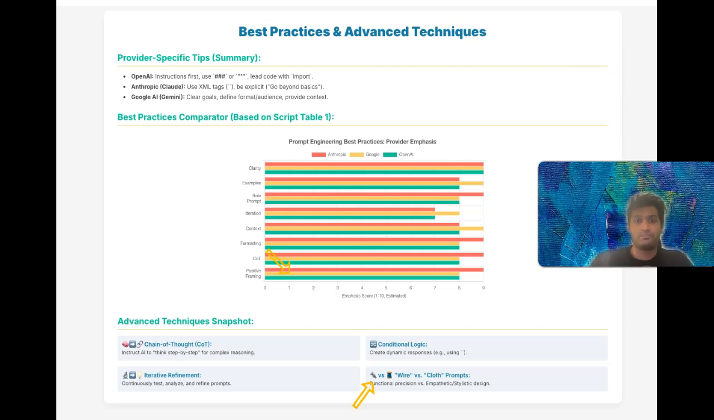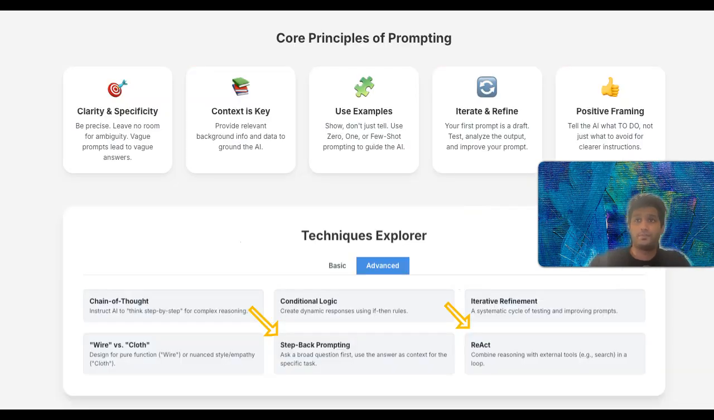Google's researchers also highlight other sophisticated methods. The first one is step back prompting. It's like asking a broad, high-level question to get the general facts before asking the more specific questions. The answer to the broad question is then fed as context to the main task. Then there's ReAct, which is just the short form of reason and act. So essentially you're combining reasoning with the ability to use external tools like search or code execution within a loop.